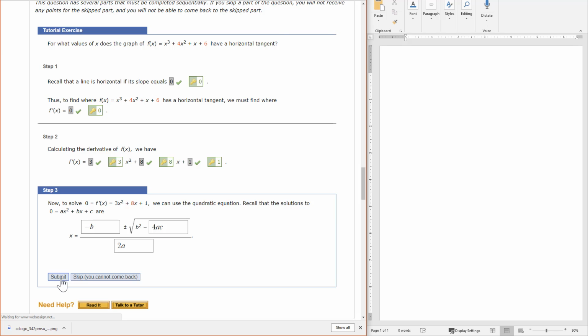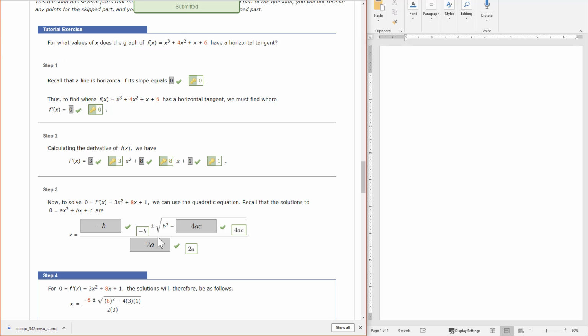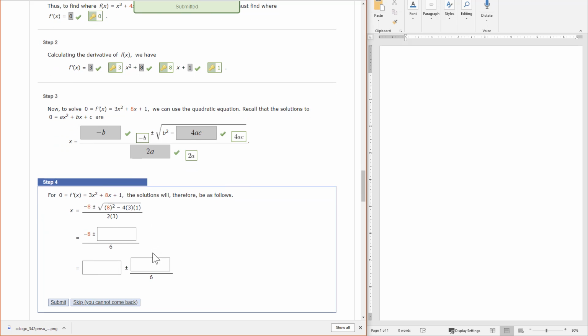You should get some flashbacks to your algebra classes where you had to learn the quadratic formula. And so we'll put negative b here, and then b squared is going to be 8 squared minus 4ac. a is equal to 3, c is equal to 1, divided by 2a, so that's going to be 6. They want us to fill in the thing inside of the square root, so we need to figure out what this is.